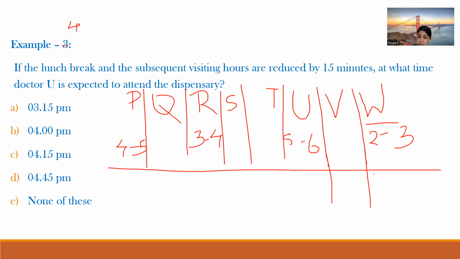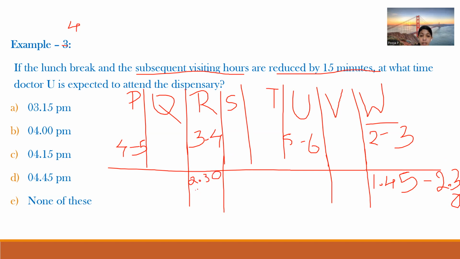So what time is Dr. W expected? 1:45. So if you consider 1 hour, 1:45 to 2:45. They have told in the subsequent visiting hours reduced by 15 minutes. So 1:45 to 2:30. So if Dr. W is ending at 2:30, then Dr. R should start at 2:30. That's the logic. So if Dr. R starts at 2:30, then Dr. R will be ending by 3:15.